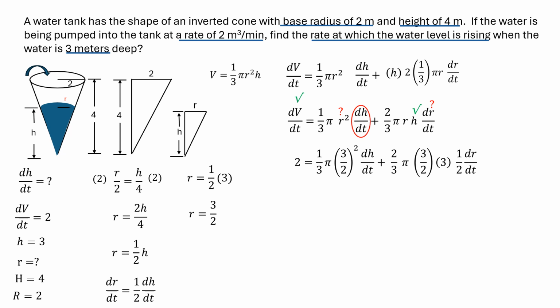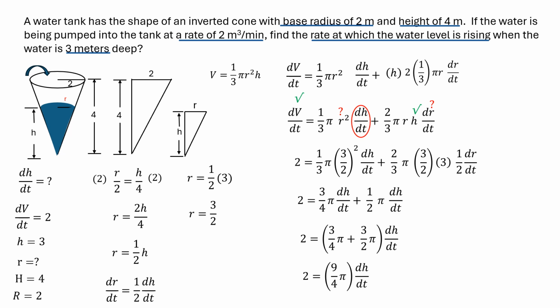Alright, so we are now going to simplify. We are going to square 3 over 2. That will give us 9 over 4. We will also multiply 2/3 times 3/2, and we will multiply 3 times 1/2 and simplify. Now we are going to factor out the dh/dt, and now we are going to add the two fractions and pi together inside the parentheses. Of course, we have to make the denominators the same first.